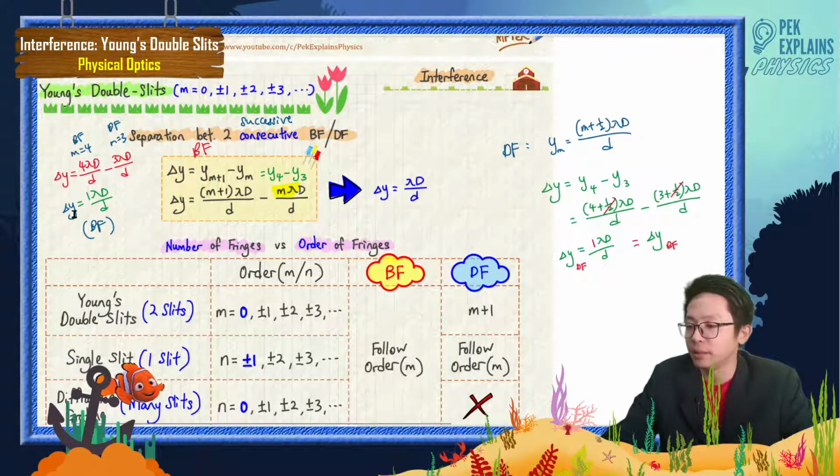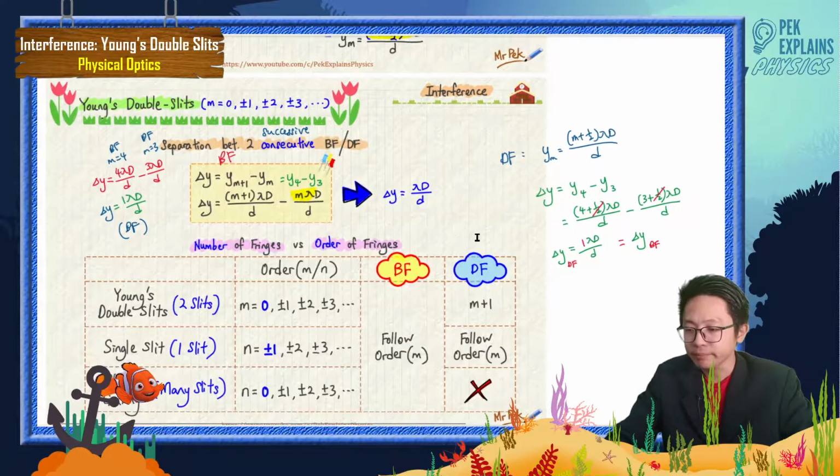It's the same thing. 4 lambda minus 3 lambda, you get 1 lambda. For this one, 4 plus half lambda minus 3 plus half lambda, the half cancels, then you still get 4 lambda minus 3 lambda here. So you still get back lambda D over d. That's why we can say the separation between two consecutive bright fringes or dark fringes is the same. Delta y equals lambda D over d.